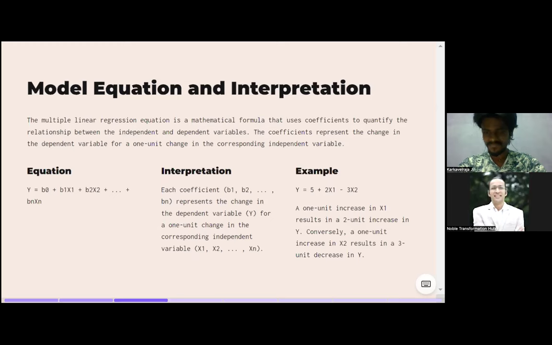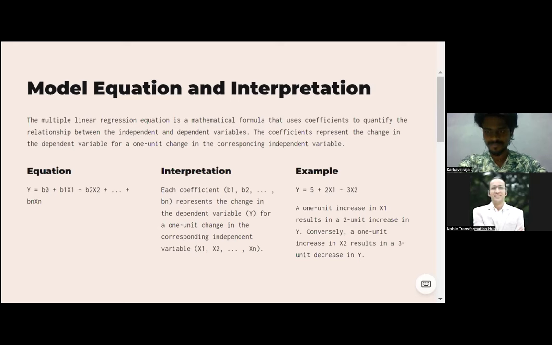That is the only objective function of this algorithm, guys. Okay, this model. The coefficients represent the change in the dependent variable for a one unit change in the corresponding independent variable. This is how it functions. That is the objective function described. So now, what is the equation?